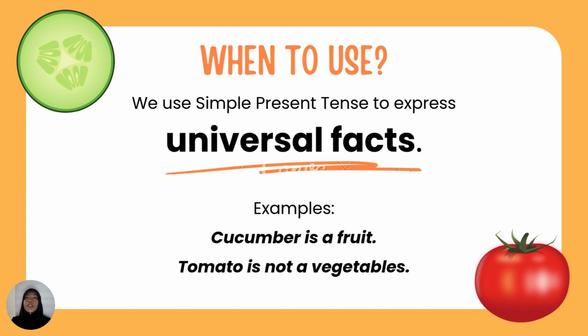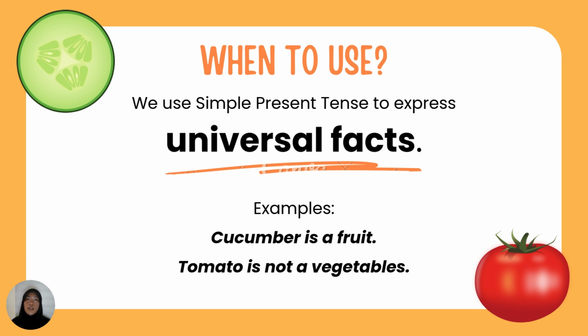Alright. When do we use simple present tense? We use simple present tense to express universal facts. For example, cucumber is a fruit. Tomato is not a vegetable. Do you know about this? Okay, now repeat after me. Cucumber is a fruit. Tomato is not a vegetable.